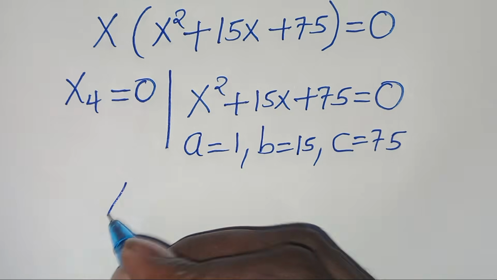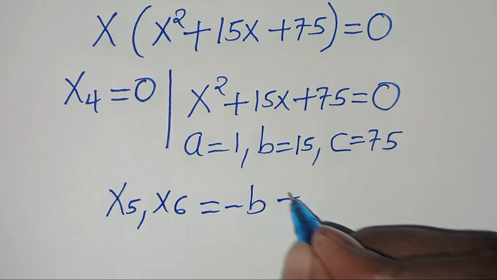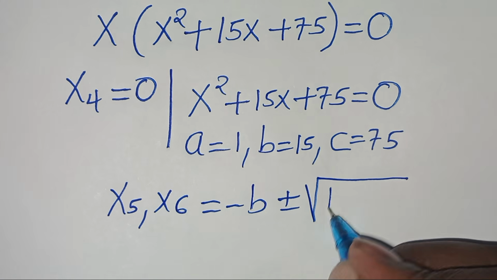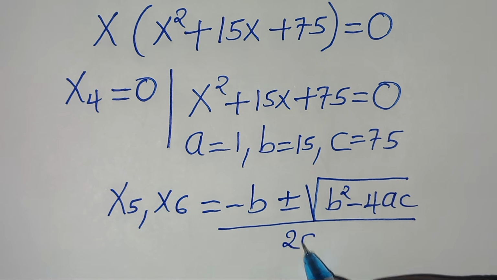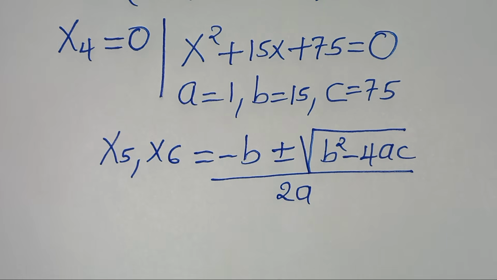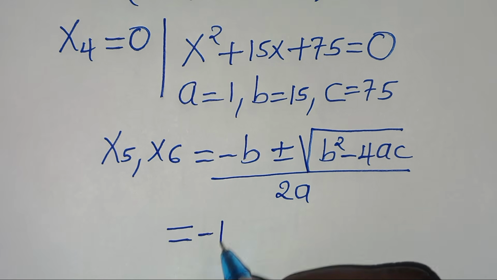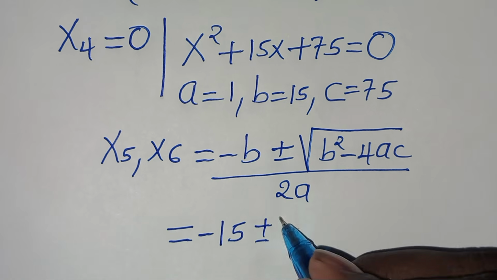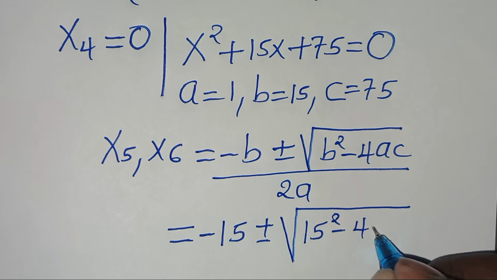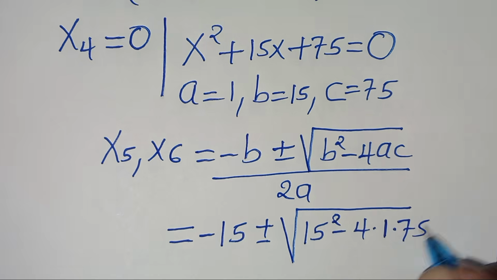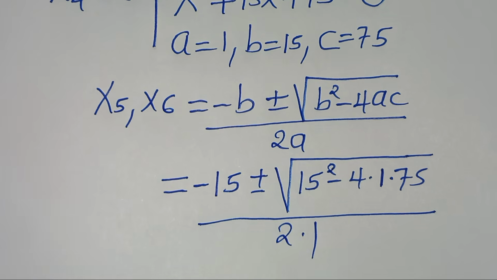So we can solve for x5, x6 by applying the quadratic formula, which is negative b plus or minus the square root of b to the power of 2 subtract 4ac, divided by 2 times a. Let's substitute the values of a, b, and c in this formula. This is negative 15 plus or minus the square root of 15 squared minus 4 times a, which is 1, times c, which is 75, then everything divided by 2 multiplied by 1.